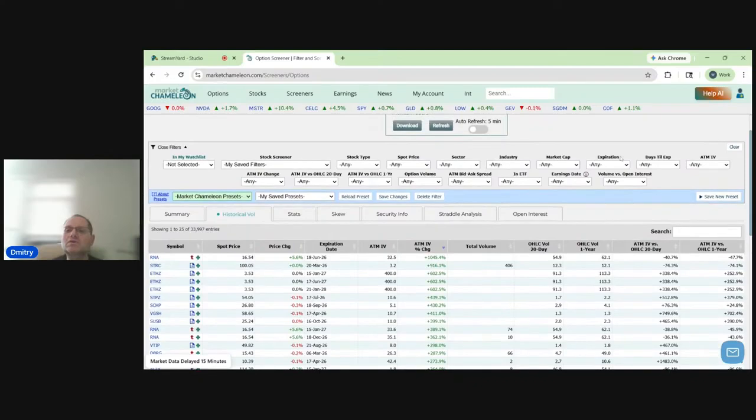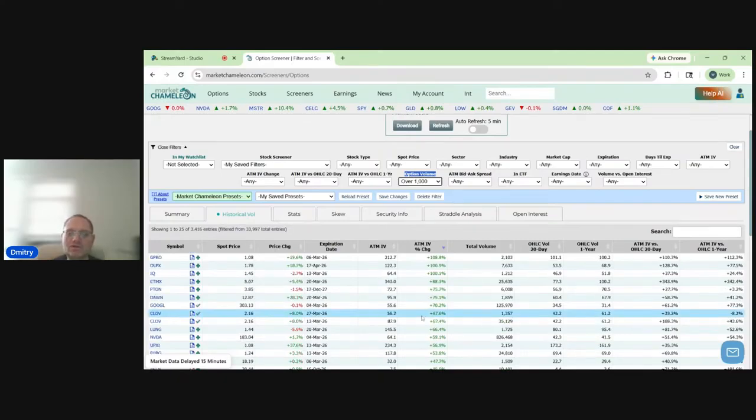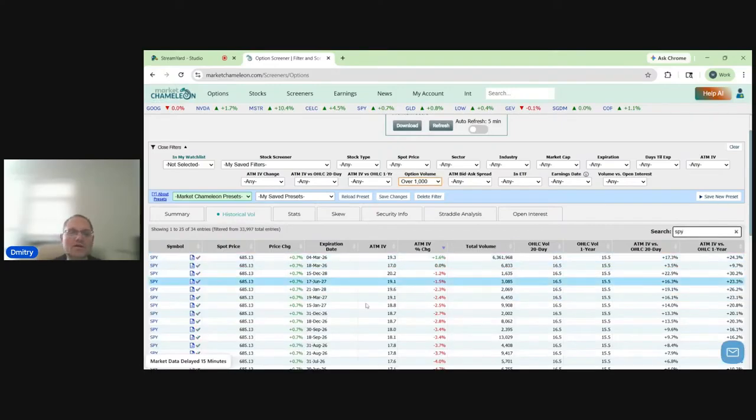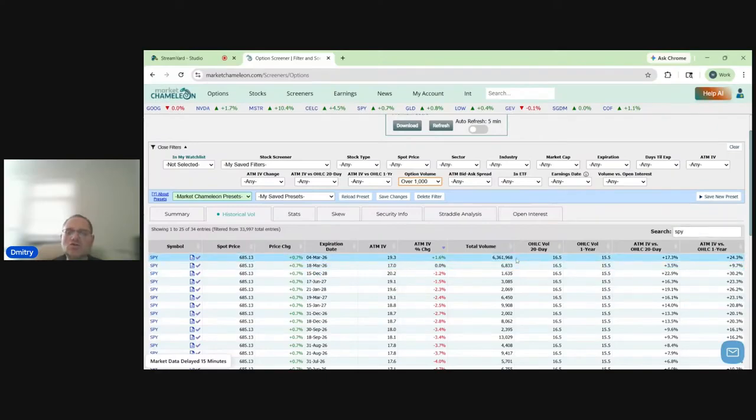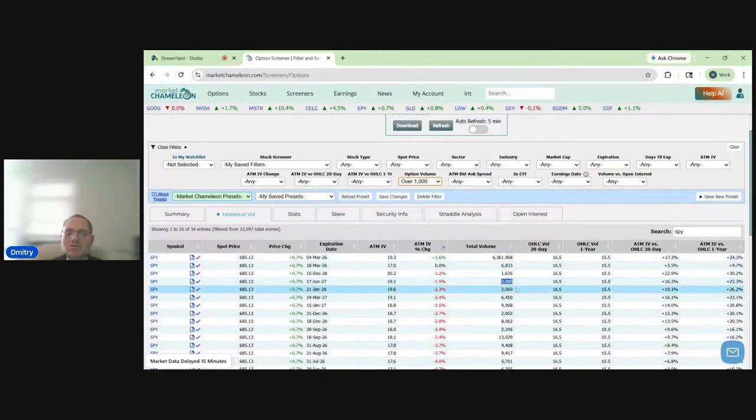So first we're going to go up here and find our filters above, and we're looking for the options volume. So let me see where that is. Here, options volume. I'm going to click on that. And let's look for options expirations that had at least 1,000 contracts traded. So this is for the specific expiration, over 1,000. Okay. So you could see that something like SPY has a lot of expirations that traded over 1,000 contracts.